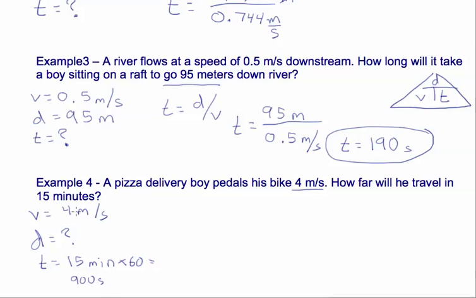We want to solve for distance. Distance equals v times t. So 4 meters per second times 900 seconds. The seconds cancel out. And gives us 3,600 meters.